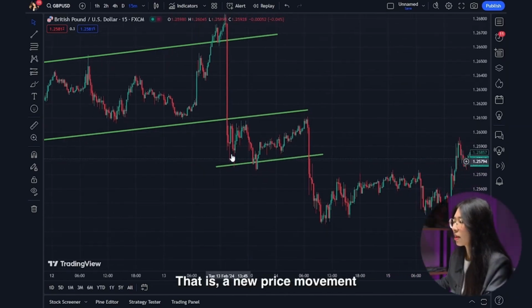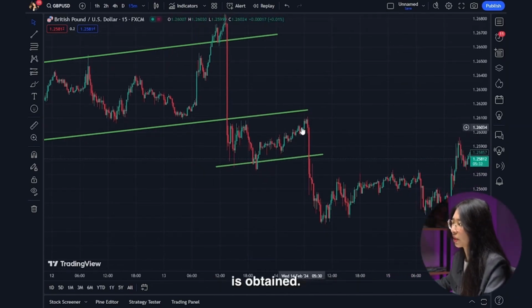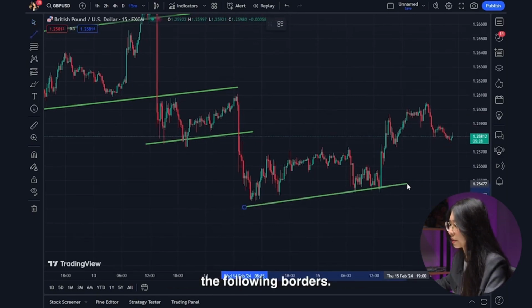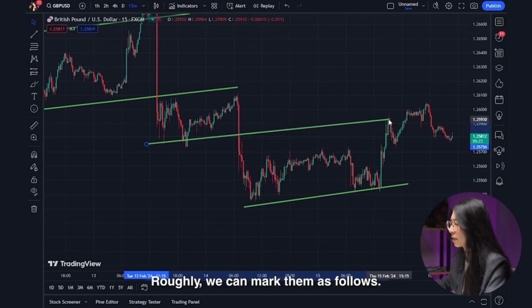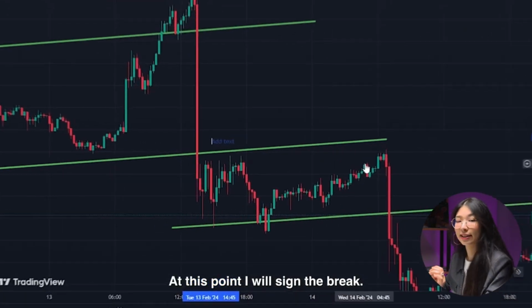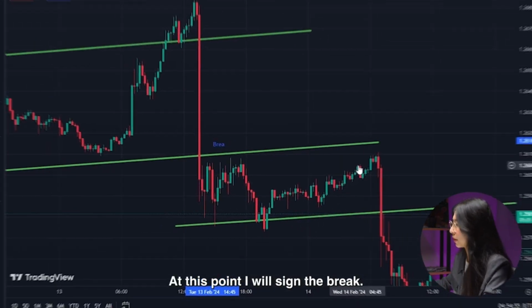And that's it. A new price movement is obtained, and in this situation we can also note the following borders. Roughly we can mark them as follows. This is how the approximate concept of break and retest looks like. At this point, guys, I will sign the break.